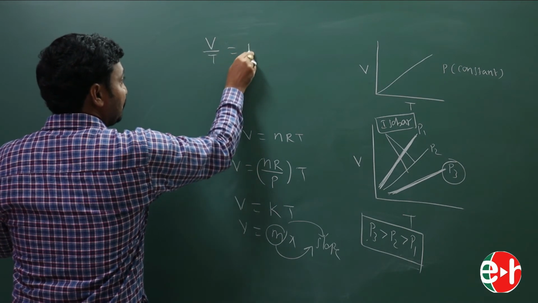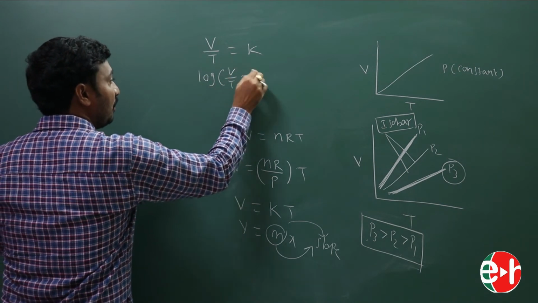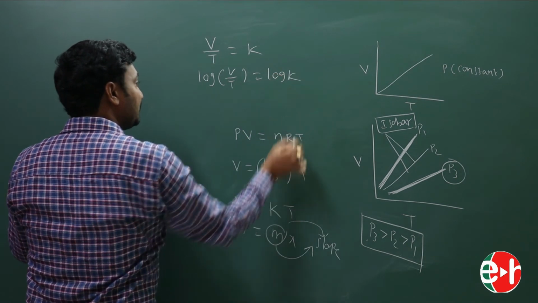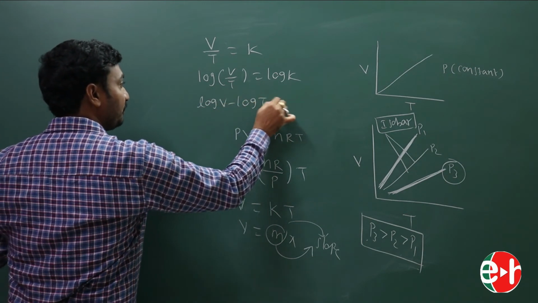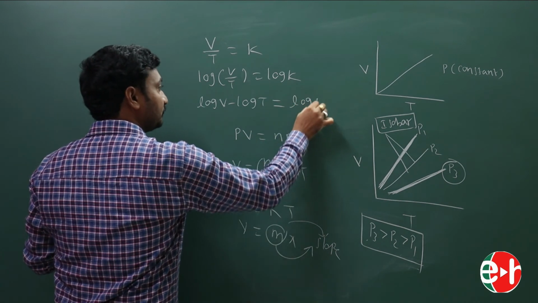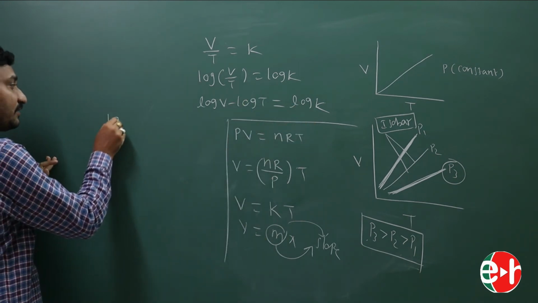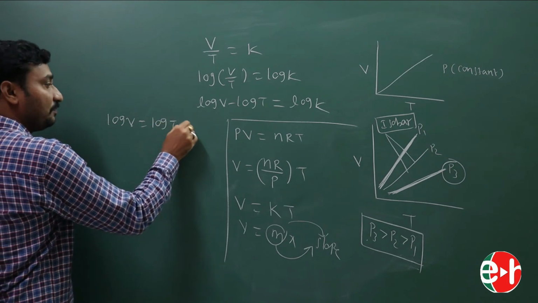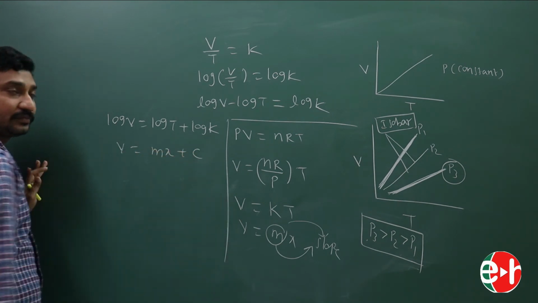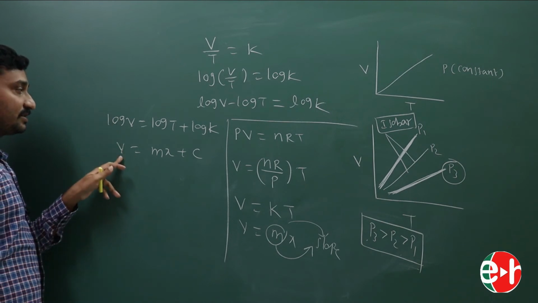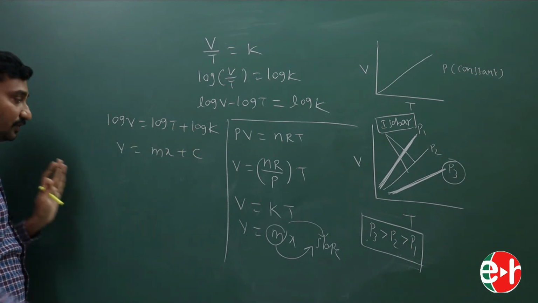Now V by T is equal to constant, no? Now applying logarithms on both sides, log V by T is equal to log K. This is in the form of log A by B. Log A by B is equal to log A minus log B, that is equal to log K. Now sending log T to the right side, log V is equal to log T plus log K. Now this is in the form of y is equal to mx plus c: log V on the y axis, log T on the x axis, intercept c is log K, slope m is equal to 1.